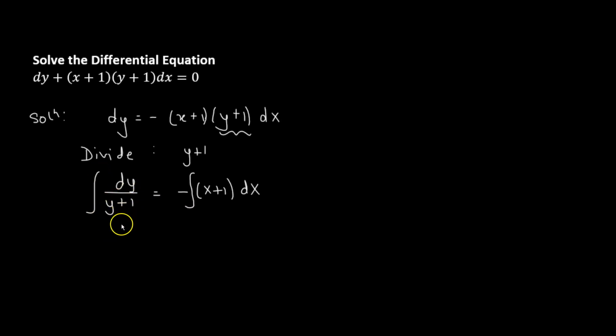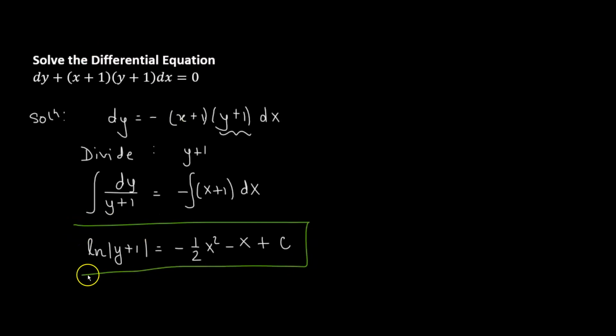The integration of dy over y plus 1 will be natural log of y plus 1. That equals negative integration of x dx, so that will be half x squared, minus integration of dx, so that will be x, plus the constant of integration c, and this is the required solution to our given differential equation. Let's move on to the next problem.